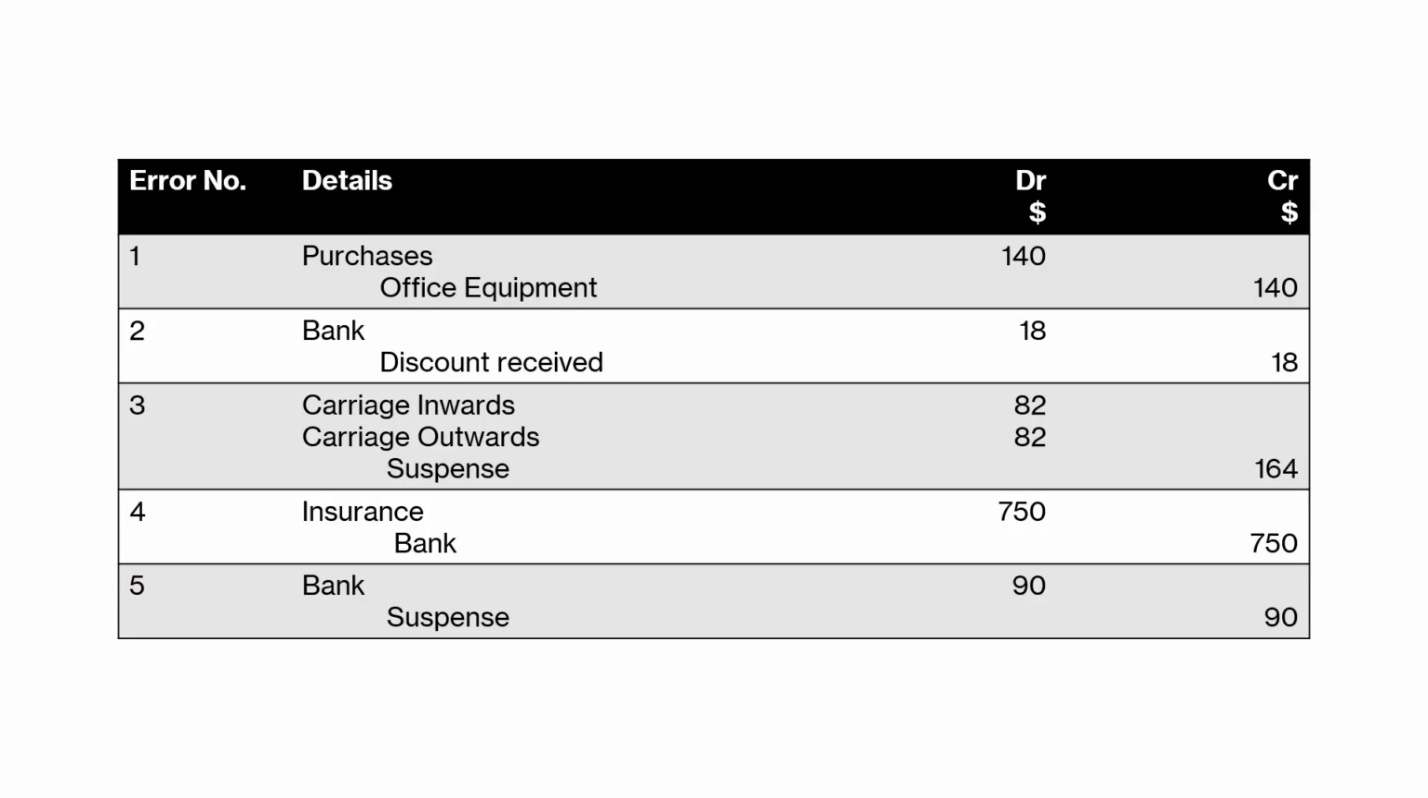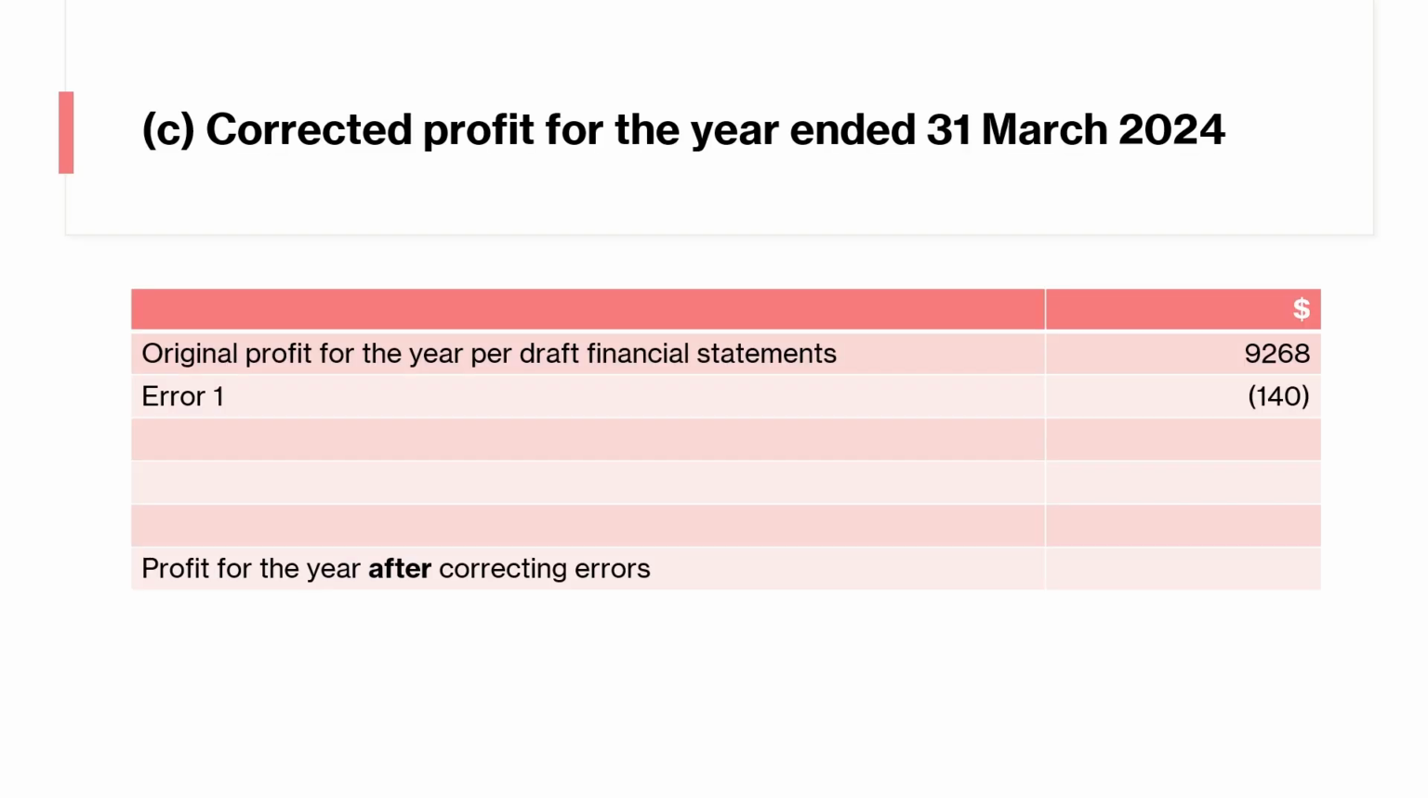The second one, there was a debit to the bank account, which is an asset account. So it has nothing to do with profit, but there was a credit to the discount received account. Discount received is an income. Income credited means there was an increase in the discount received account. Increase in income. So we will have to add it to the profit. So you add $18. Error number 2.